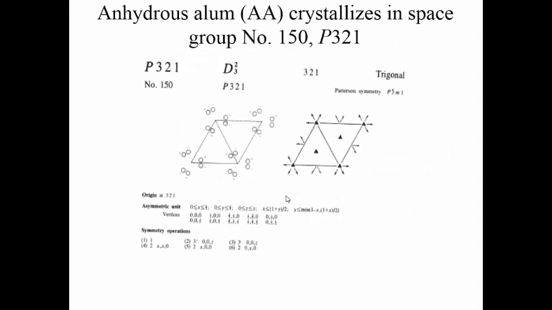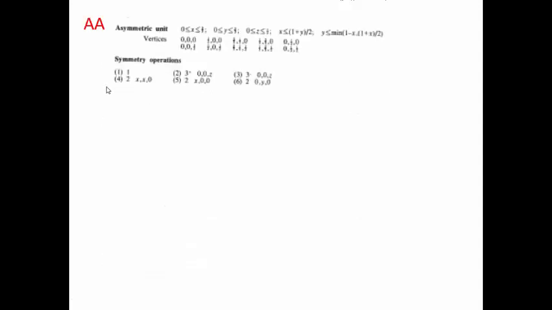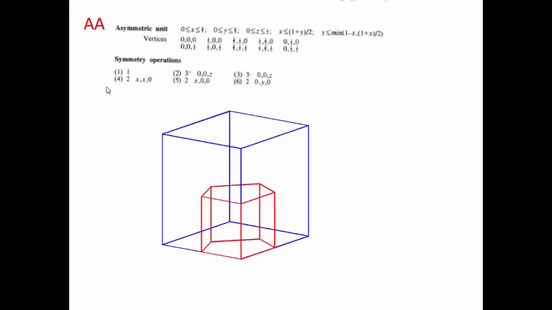This is the way it looks in the international tables. We like the colors because it gives you a lot more information. And here's again the information for P321. It's exactly the same format as we had before. This is the general position, and this is the multiplicity. That's what you want to watch for. Here are the asymmetric unit and the symmetry operations, and this is a three-dimensional version of the asymmetric unit, similar to what we had in hexamethyl benzene, and that's what you'll be doing for your crystal.